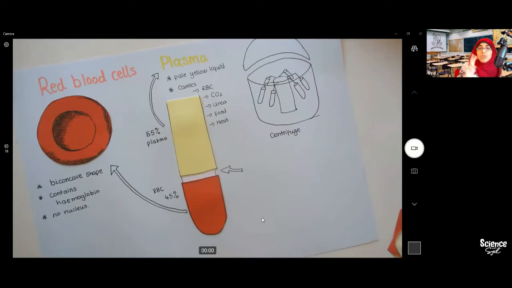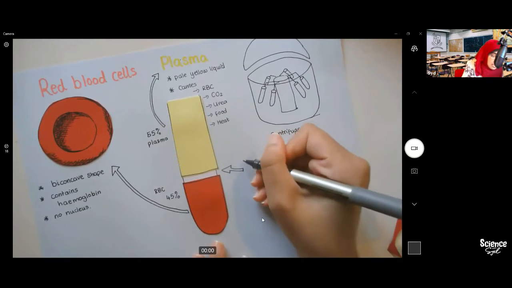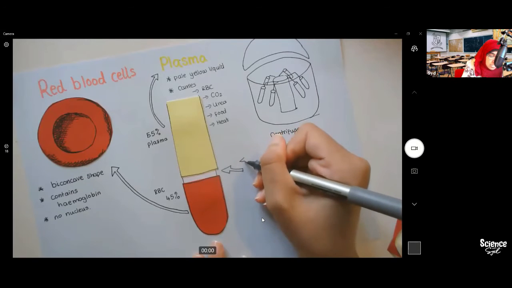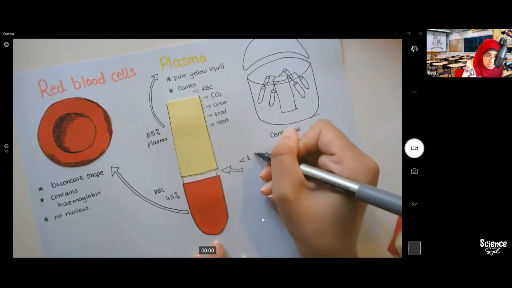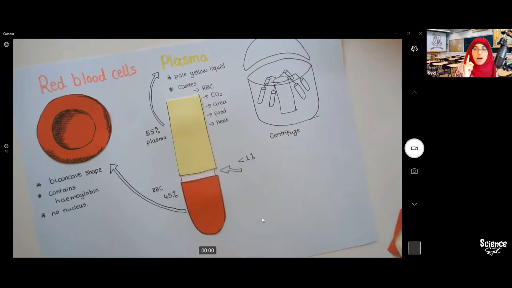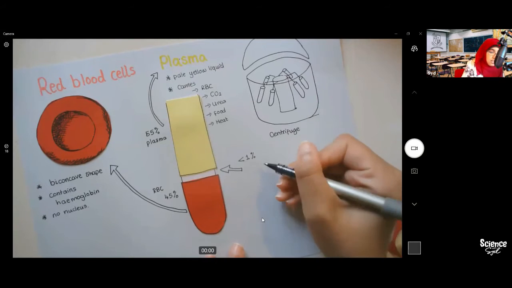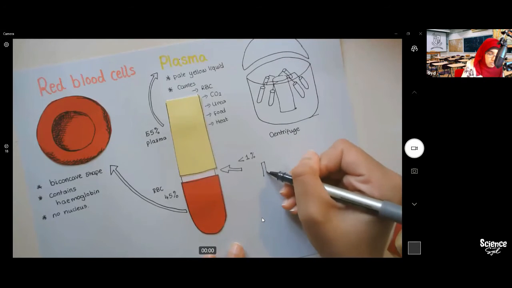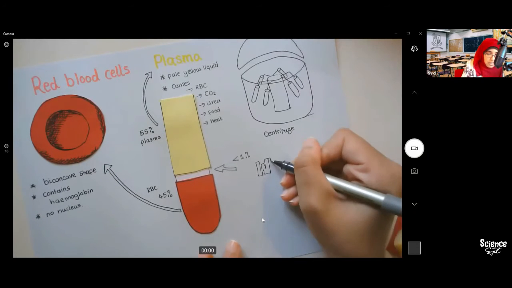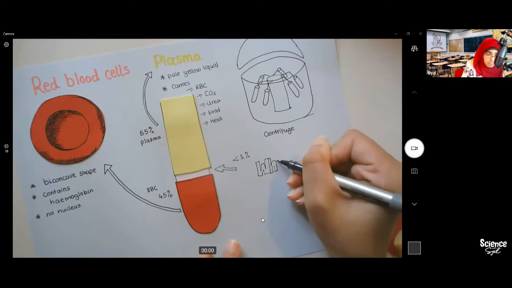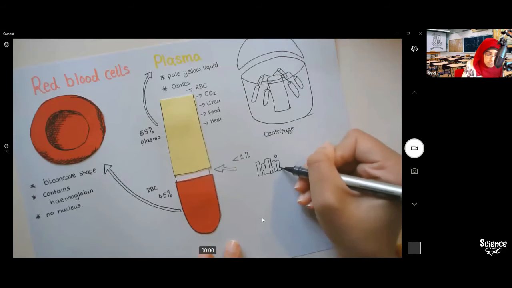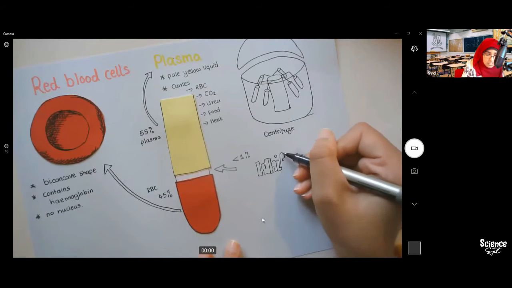So here we have two things. This 1%, this is less than 1%. So this sign means less than 1%. We contain a couple of things. One of them is white blood cells, and we're going to be looking at this in more detail in a little while. Now, I don't have a white pen that I can use on here, so I'm going to do this in bubbly format. So we're going to have white, and we're going to talk about the white blood cells in a second.